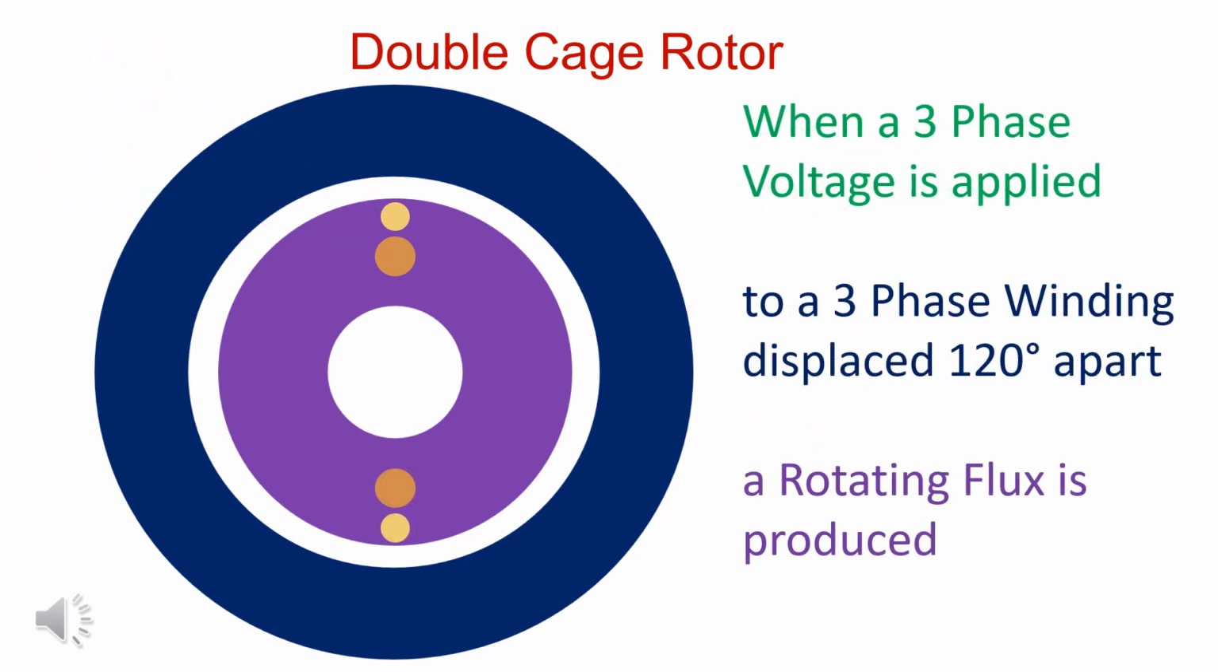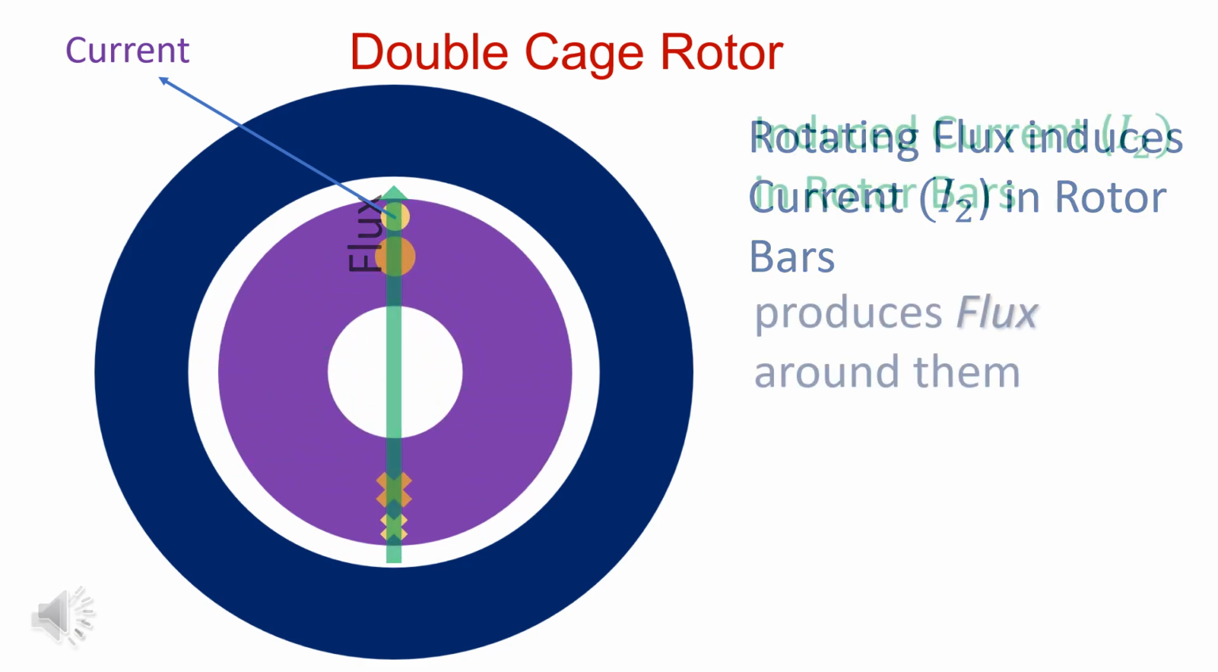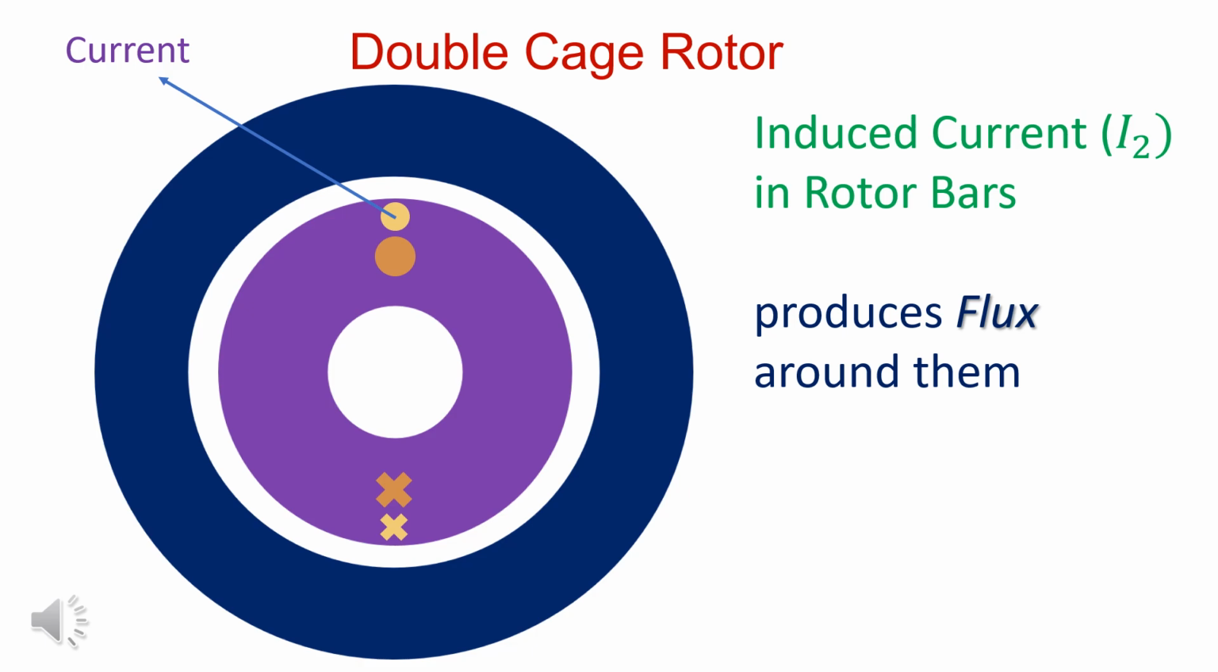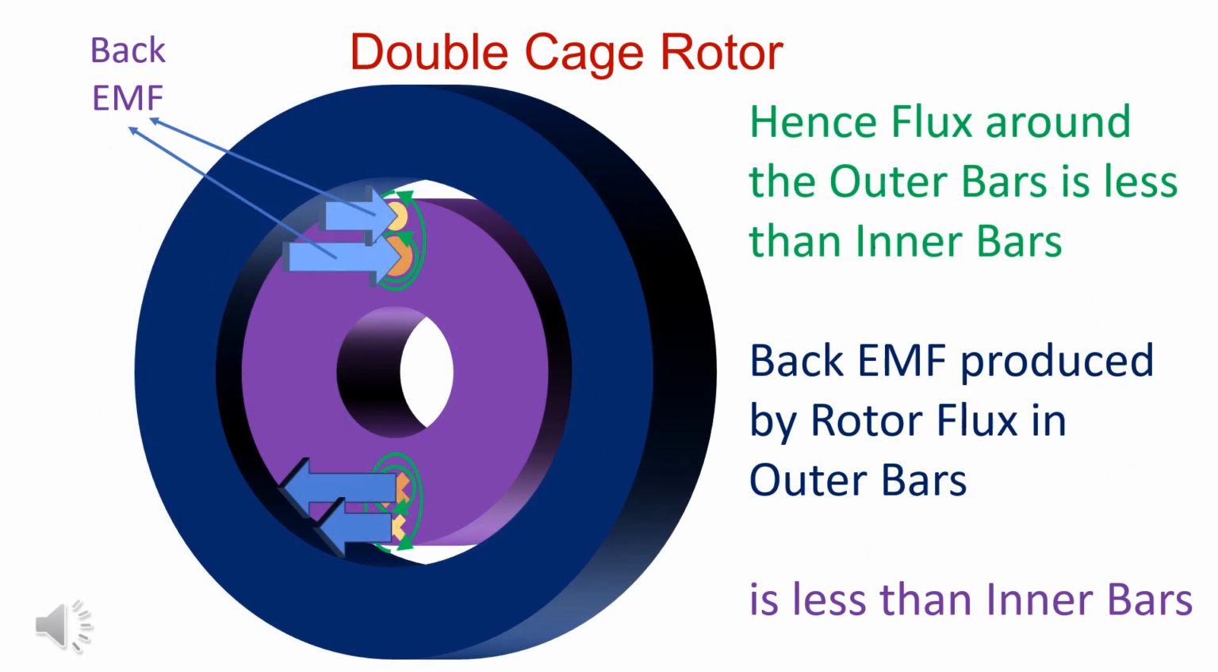When a three-phase voltage is applied to a three-phase winding, rotating flux is produced. Rotating flux induces current in rotor bars. Induced current produces flux around conductors. There is a large reluctance to flux around outer conductors due to presence of air gap. Hence, flux around outer bars is less.